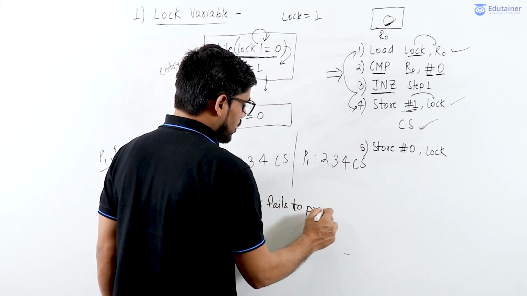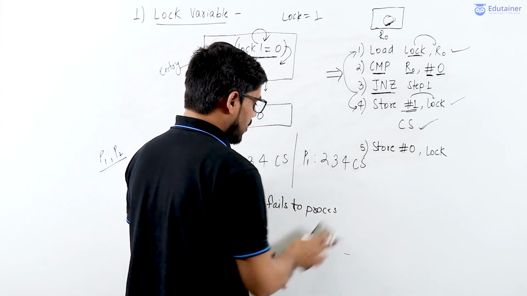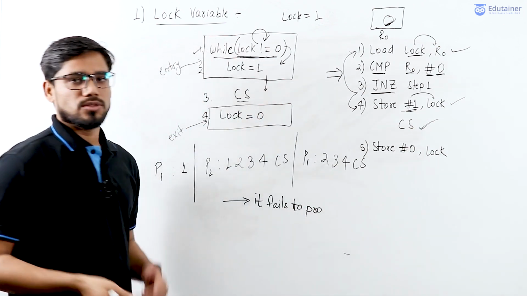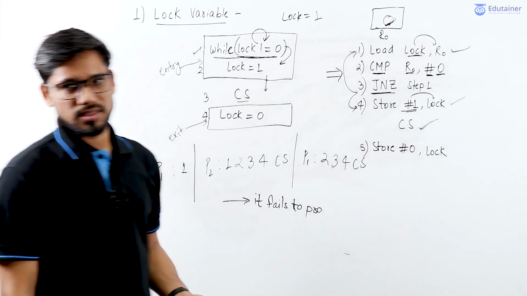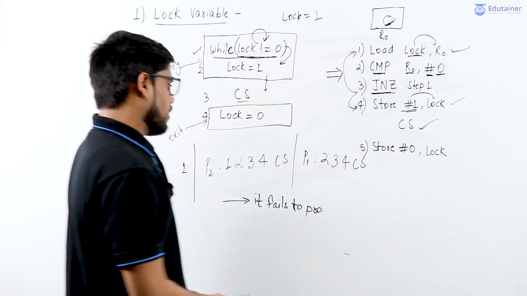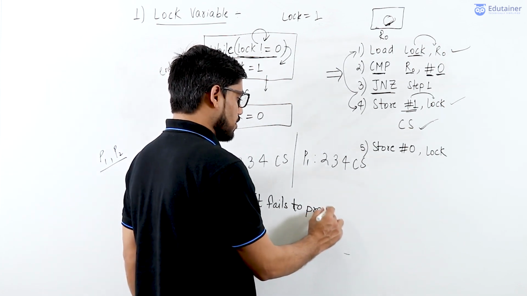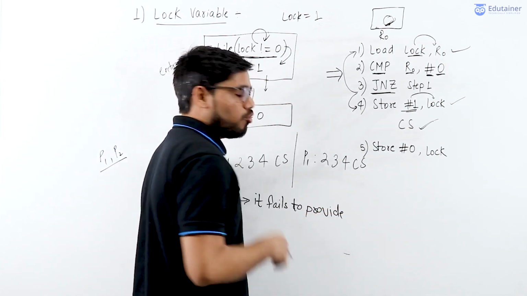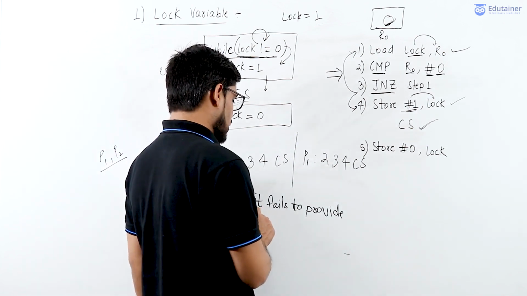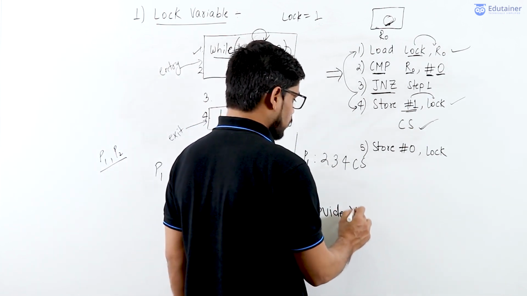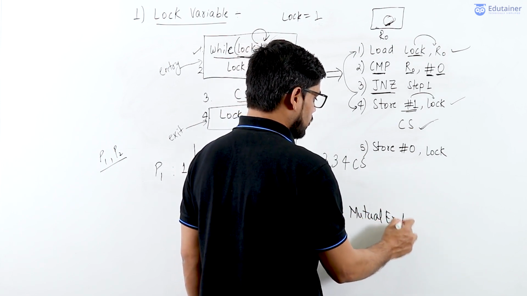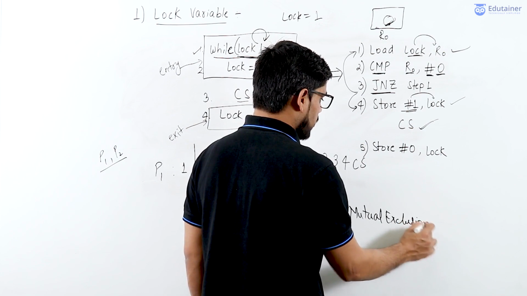If any synchronization mechanism does not provide the primary requirement, then there is no need to talk about the other things like the secondary requirements. So right here we will stop and move to the next synchronization solution. It basically fails to provide mutual exclusion, and mutual exclusion is our primary requirement for any synchronization mechanism.